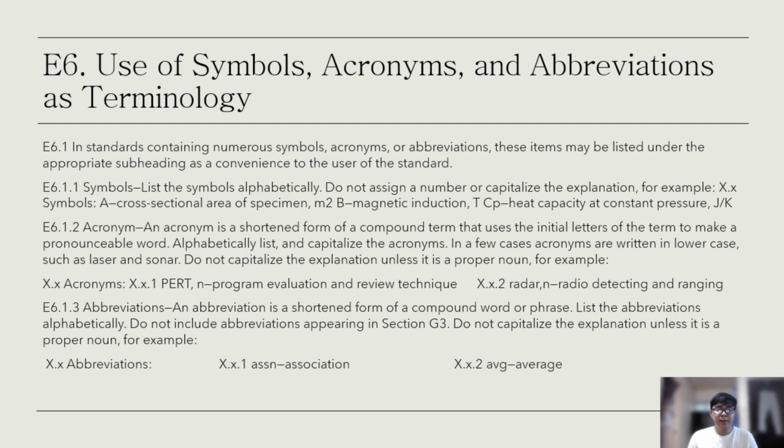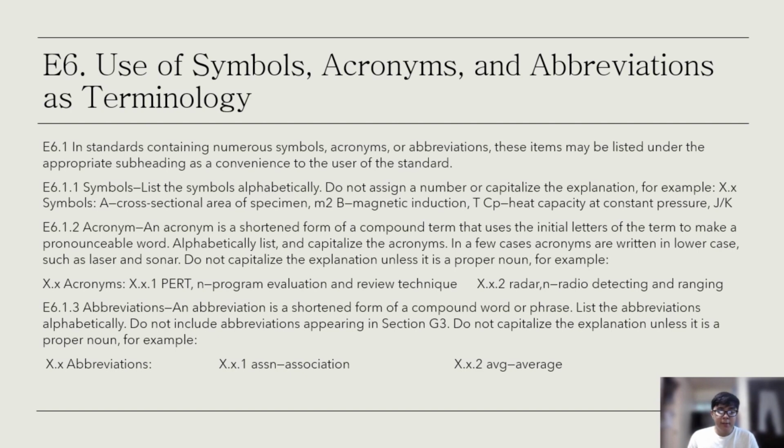E6. Use of symbols, acronyms, and abbreviations as terminology. In standards containing numerous symbols, acronyms, or abbreviations, this item may be listed under the appropriate subheading as a convenience to the user of the standard. Symbols. List the symbols alphabetically. Do not assign a number or capitalize the explanation. For example, symbols, A, cross-sectional area, specimen. M2B, magnetic induction. CP, heat capacity at constant temperature.